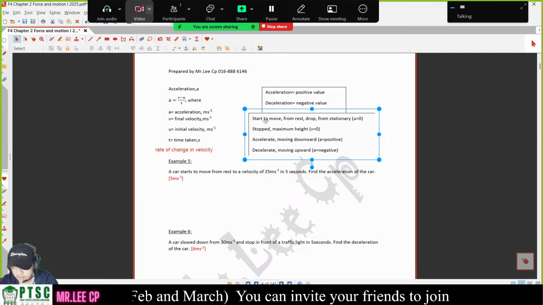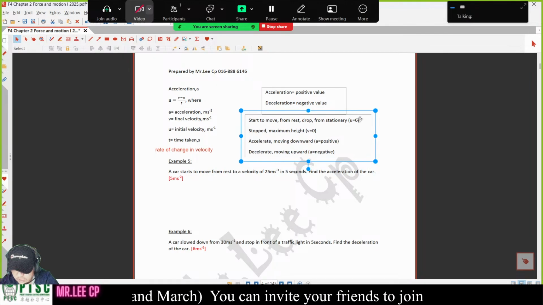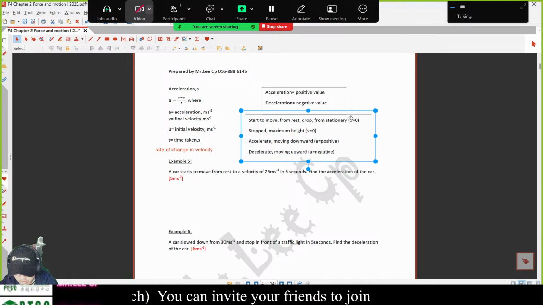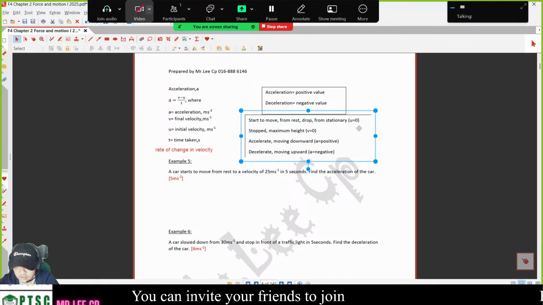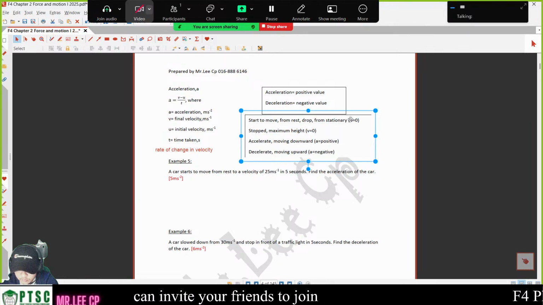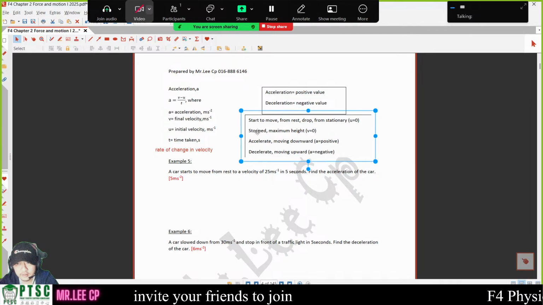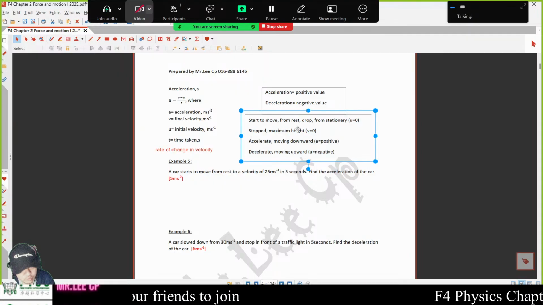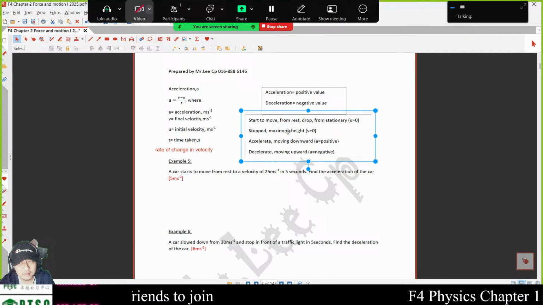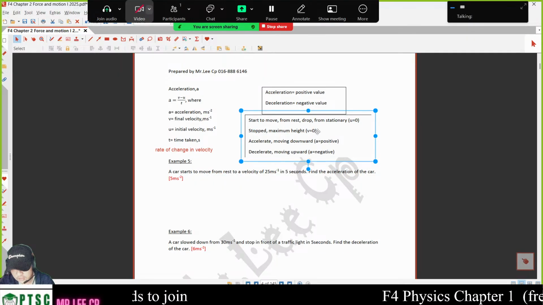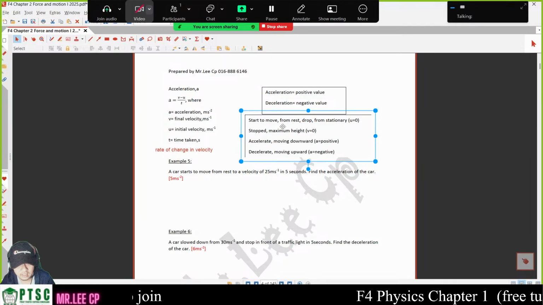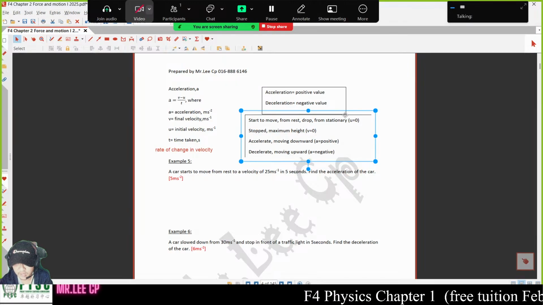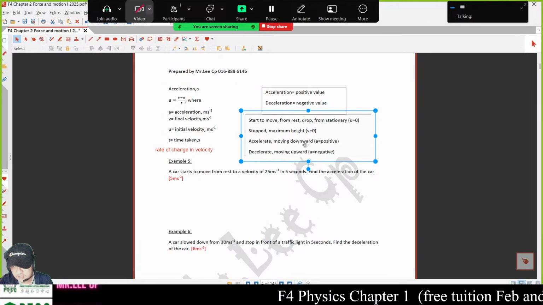Okay, so when you start to move, the initial velocity is 0. From rest, u is 0. Stationary, u is 0. You move, and then you stop. After you stop, you don't move. Don't move means the final velocity is 0. Maximum height, so final velocity is 0. In the future, I'll teach you this in detail. Right now, you just need to know start to move or from rest, u is 0.